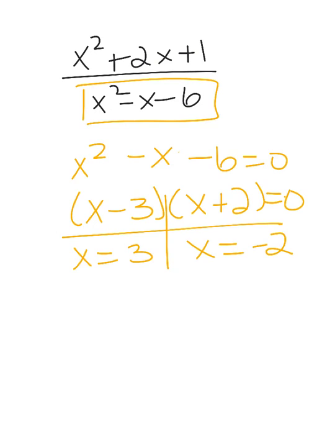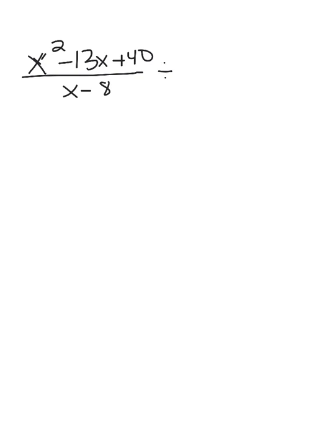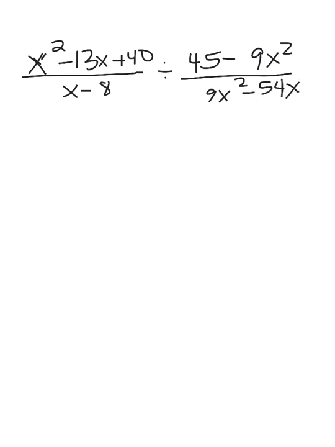Okay, so let's take a look at 2. 2 is to perform the indicated operation and express in simplest form. So we have division. Let me just write this down. We have x squared minus 13x plus 40 over x minus 8 divided by 45x minus 9x squared over 9x squared minus 54x. All right, so now I'll factor and do the same change-flip at the same time. I'm going to change the division to multiplication, flip the second fraction, and factor.